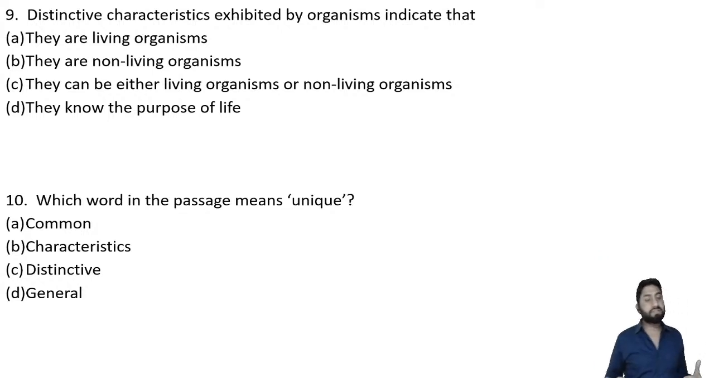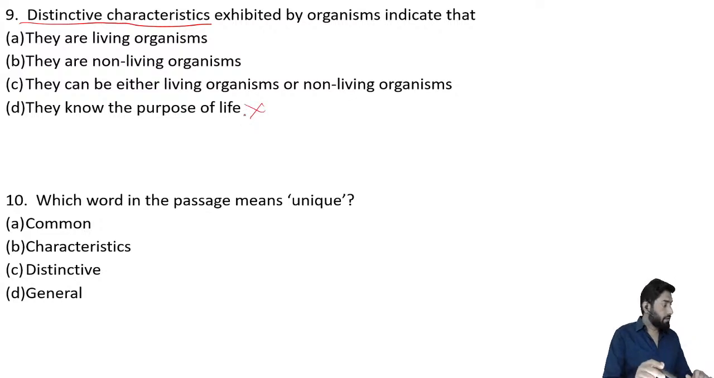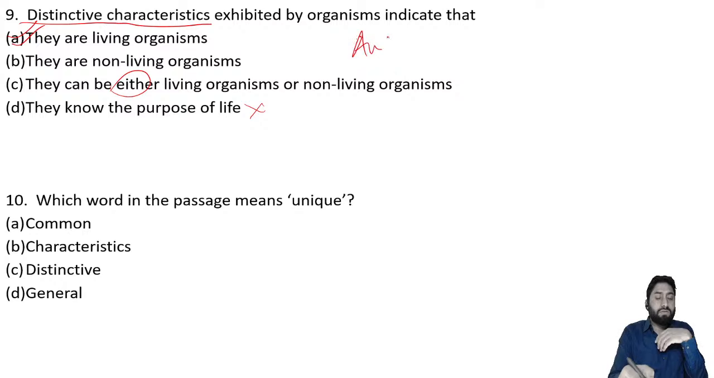So distinctive characteristics exhibited by organisms indicate that they are living organisms. Distinctive characteristics, ध्यान देना. They are living organisms. They are non-living organisms. They can be either living organisms or non-living organisms, and they know the purpose of life. अब distinctive characteristics की वजह से they know the purpose of life, इसका तो कोई मतलब है नहीं, right? So they can be either living with distinctive characteristics, से तो कोई मतलब हुआ नहीं इसका. They are non-living organisms. They are living organisms. A. They are actually distinctive characteristics का मतलब यही हुआ. So ninth actually the answer is A, which is the most suitable answer out of these contextually.